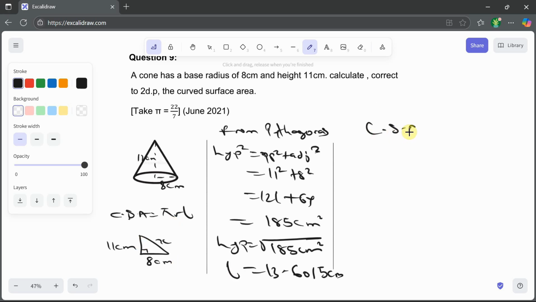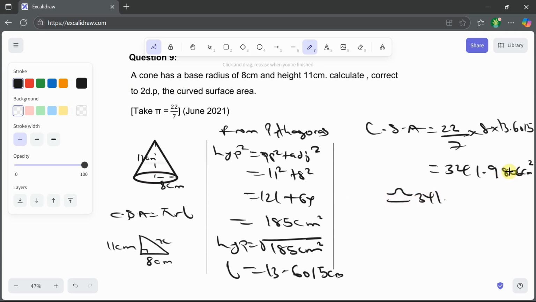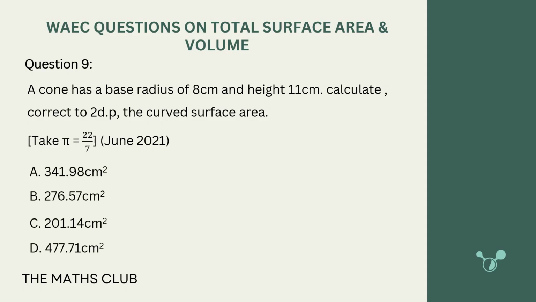So the curved surface area would now be 22/7 times 8 times 13.6015. So 22 times 8 times 13.6015 divided by 7. This will give you 341.98. Okay, they said correct this, but let me just write it down. So to 2 decimal places, this is approximately 341.98. After it is 0, which is not even up to 5, so that will be 0.98 centimeters squared. So 341.98 centimeters squared. That will be option A. Great.